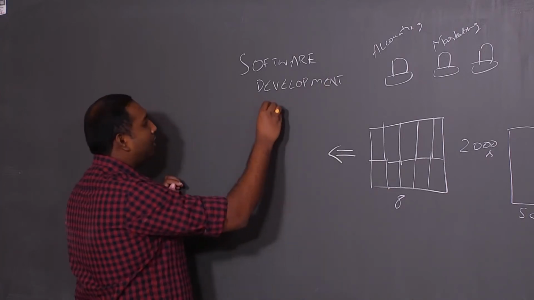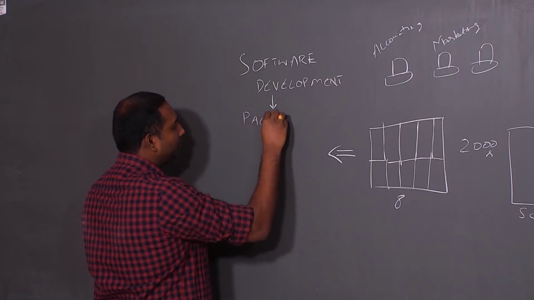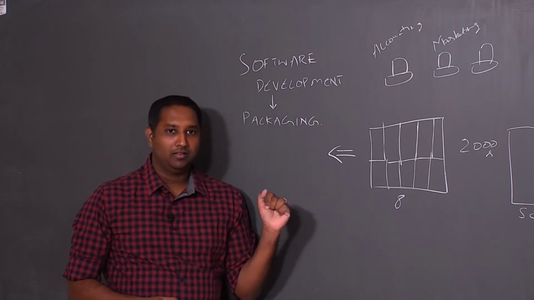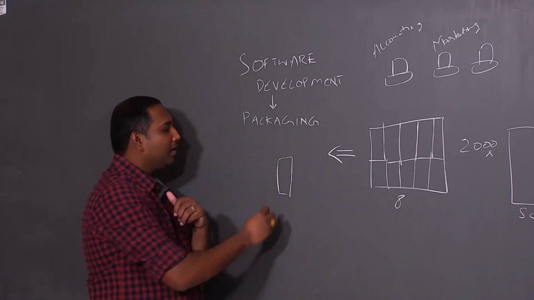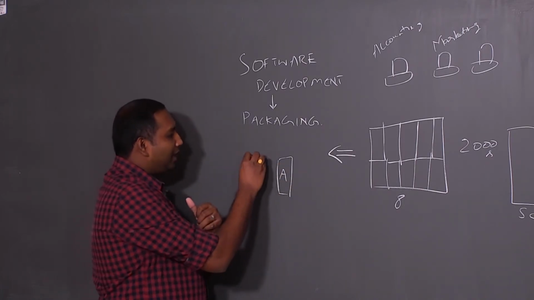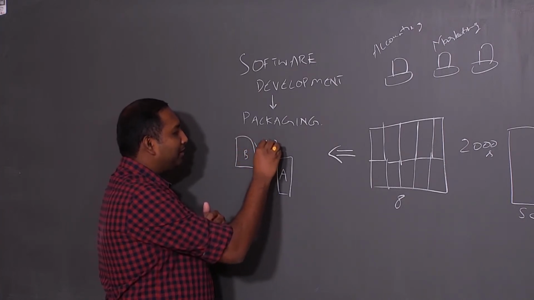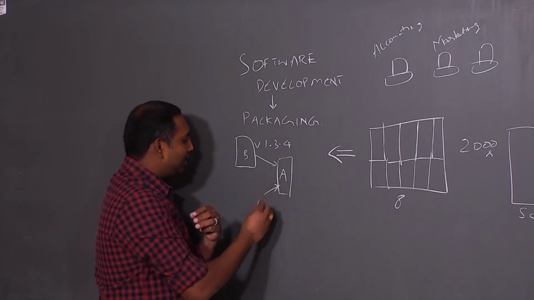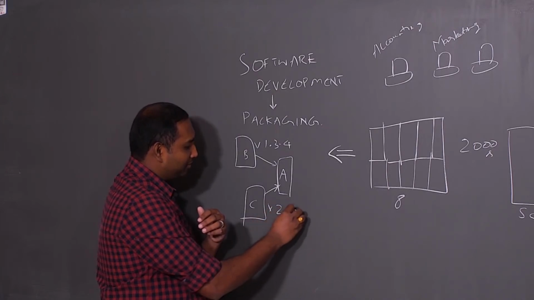And the specific problem that software development had was packaging. Another way to call it is dependency hell. So you have an application that you have built. Now let's say your application is called A. Now A actually depends upon B, specifically version 1.3.4. It's a library that A uses. And then you need another library C, version 2.4.6.